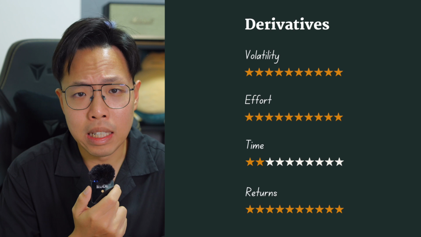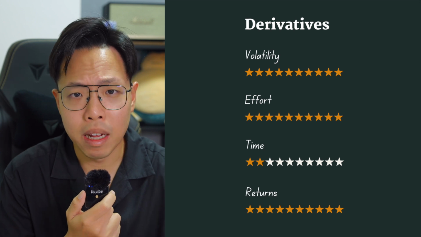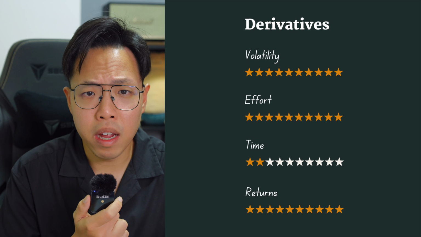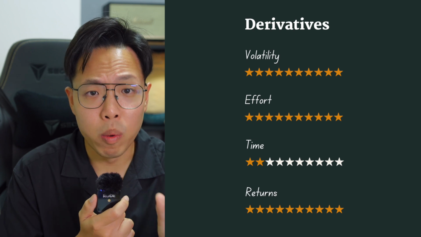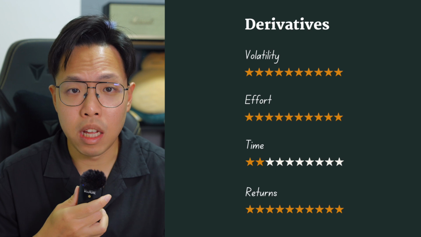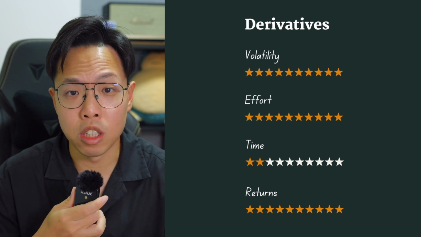Now, timing here I was quite undecided. I kept moving between 2, 3, and 4, but eventually decided on 2 out of 10. I realized for most people, when they use derivatives, it's a very short-term thing and they keep it to within 2 years. And finally, in terms of returns, it's definitely a 10 out of 10 because it can make you multiples of what the stock price actually moves.